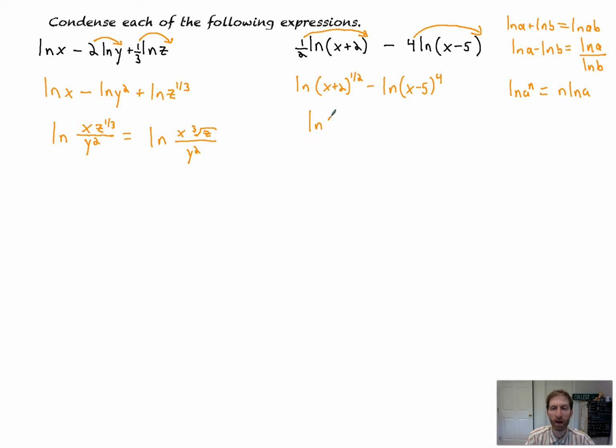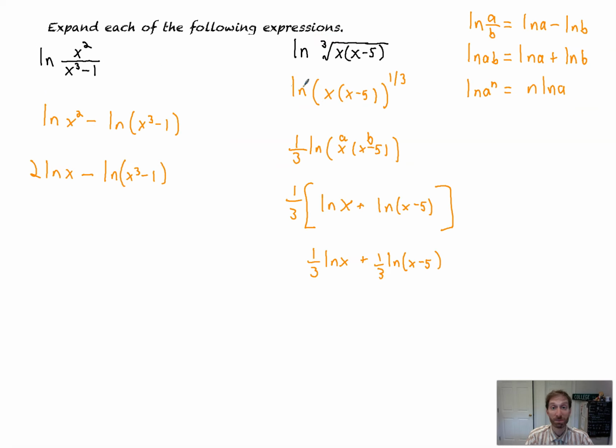X plus 2 to the 1/2 is the square root of x plus 2 all over x minus 5 to the 4th. Nice! And there's your answer. So just go step by step, cleaning it up. Some students like to do this all in their head, and that's fine if you've got that down. But again, the important part is being able to expand. That's where you're going to get big time dividends from putting in that investment of time.